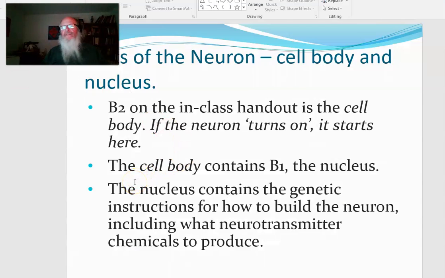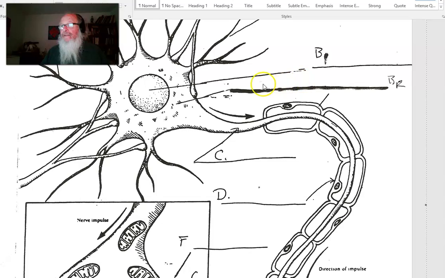And one thing, there's really two things to remember about the cell body. One is that if the neuron generates its electrical signal, the action potential, that starts at the cell body. And the second thing to remember is that the cell body contains what's B1 on the handout, the nucleus.